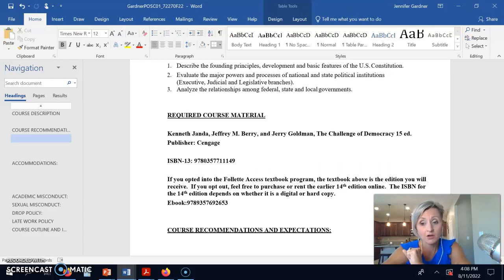So on that note, I did include the ISBN numbers of both the 15th and the 14th edition. And you can rent it, you can buy it, doesn't matter to me. And again, I'm okay with the slightly older 14th edition. You can do hard copy, you can do ebook, doesn't matter to me, however you want to get it, but you do need it. I am going to require that you cite the textbook as part of your homework answers, including the page numbers from the book. So you do need the book, right?